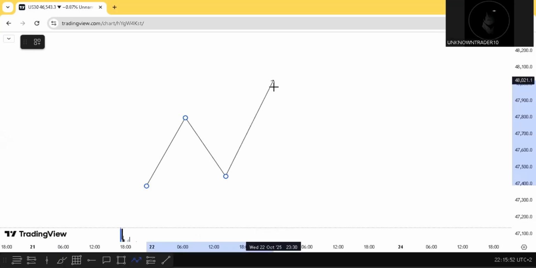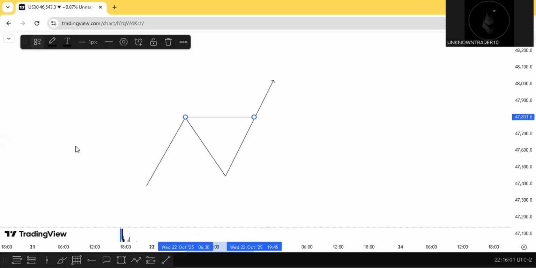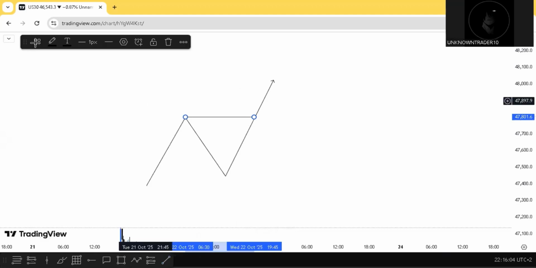So let's say we have this. This is a break of structure. So if the market breaks a high and closes above that high, it becomes a what? A weak high. I mean, yeah, a weak high. I think I made a mistake. Yeah, a weak high. Then the low becomes what?